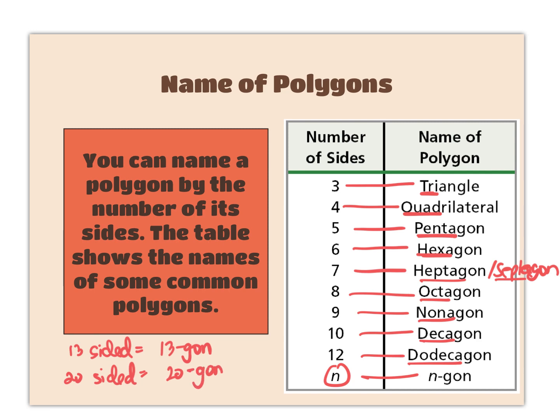These are the most common ones, but if I ask you for the name of a 12-sided figure, I need to see you write dodecagon, not 12-gon. So if it's in this chart, you need to memorize it. Memorize these. Anything else, you can use the n-gon.